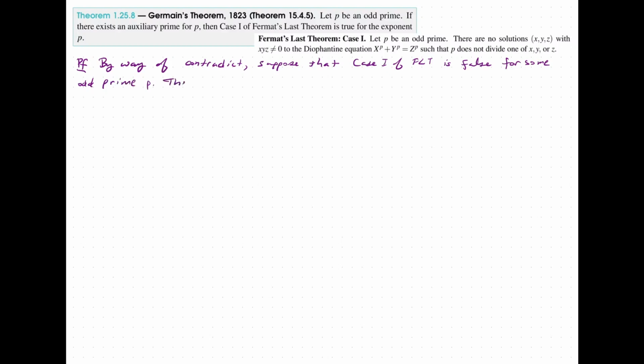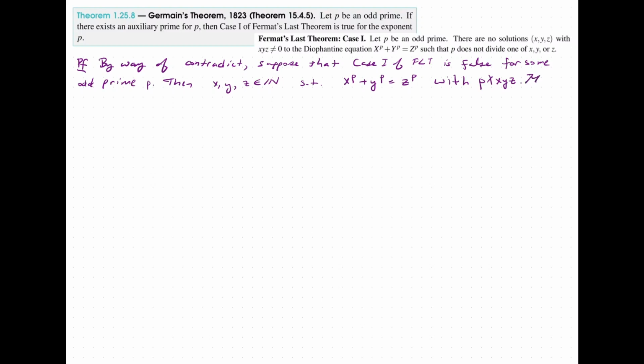Then we can find natural numbers x, y, and z such that x to the p plus y to the p is equal to z to the p, with p not dividing x, y, or z, or just the whole product. So p does not divide the product of x, y, and z. Now we can go ahead and choose x, y, and z to be relatively prime.